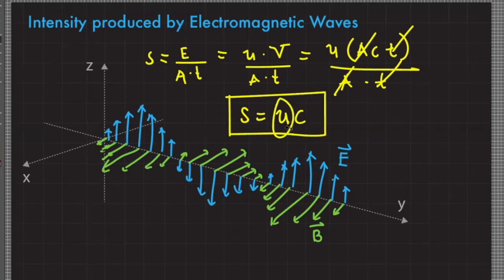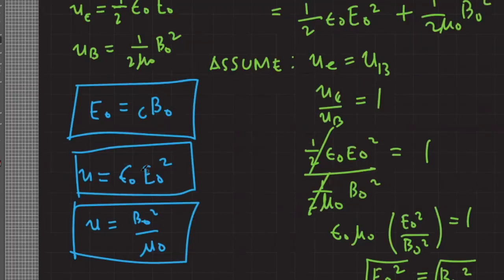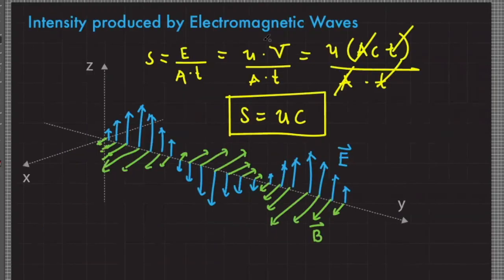We have several expressions for U. U can be equal to epsilon naught E sub 0 squared, or U equals B sub 0 squared over mu sub 0. I can plug those two values here, and I'll now have another expression for S, which is S equals epsilon naught c E sub 0 squared.